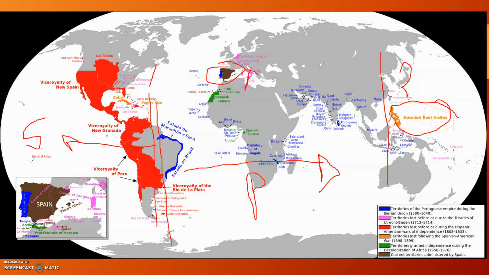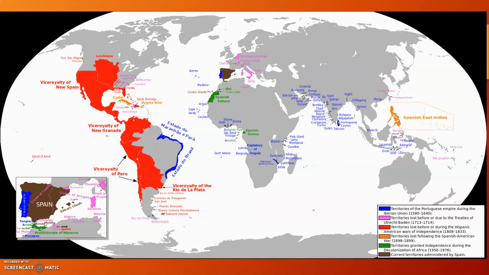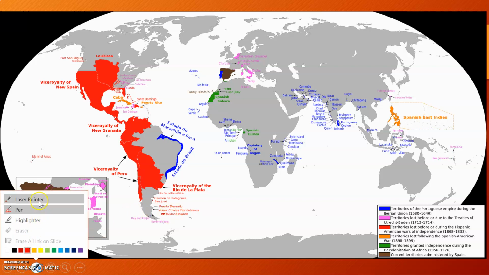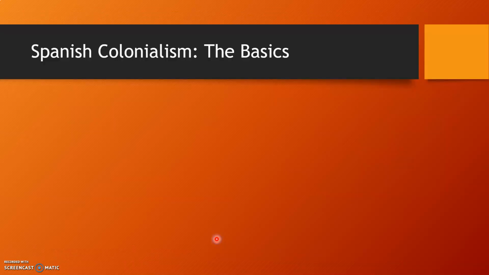This is called the Treaty of Tordesillas, and it dominates the way that the Spanish and the Portuguese deal with their claims in the Americas for much of the early portion of the 1600s. So here we go.